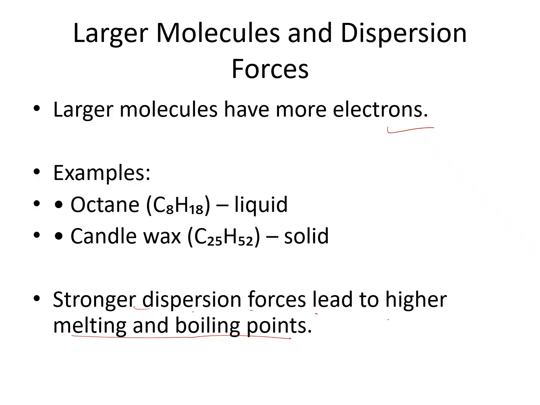That's why we see that if I have, see, octane and candle wax. This is having 8 carbon and 18 hydrogen, but the next one is solid. Why are they solid? Because they have a little stronger dispersion force than the octane. That's why they are solid and octane is liquid. Because the particles are bonded in a little stronger way than the octane.